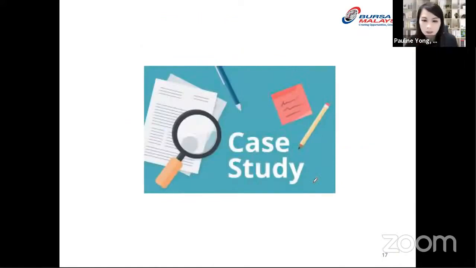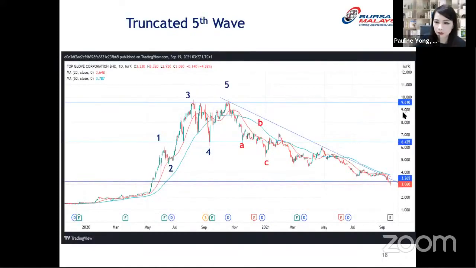Let's take a look at the case study here, whereby I will show you this Top Glove. If you can see this Top Glove, we are looking at 1 is here, 2, and then 3, and then 4. And when people are looking at wave 5, then too bad. You see that there's a truncation here, so we call it the truncated 5th wave. It does happen.